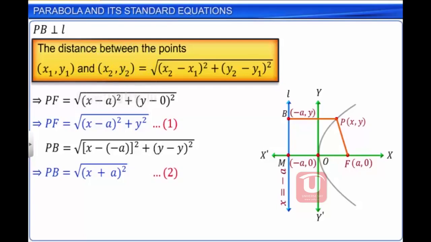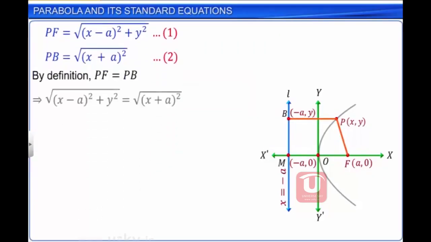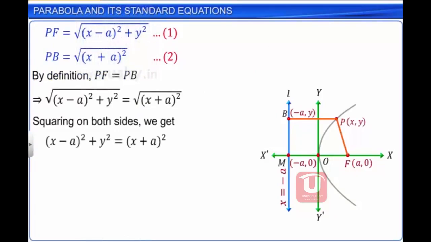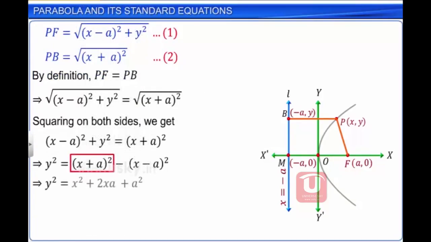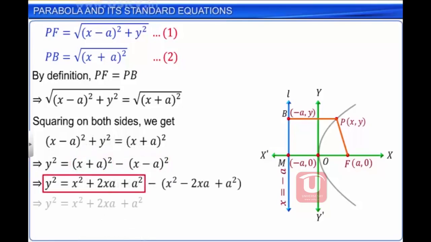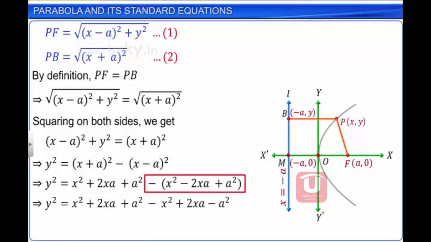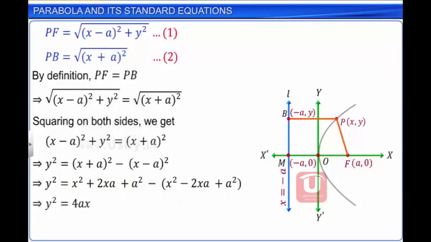By the definition of a parabola, distance PF is equal to distance PB. Equating the values of PF and PB from equations 1 and 2 and simplifying, we get y square is equal to 4ax. The equation y square is equal to 4ax represents the given parabola.